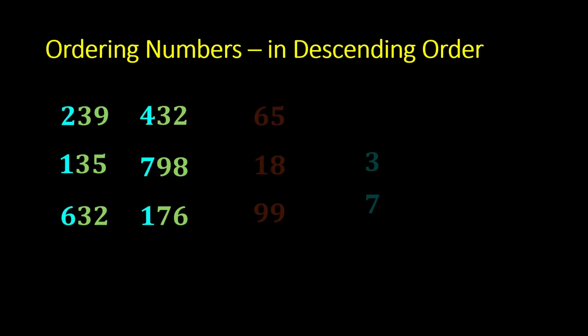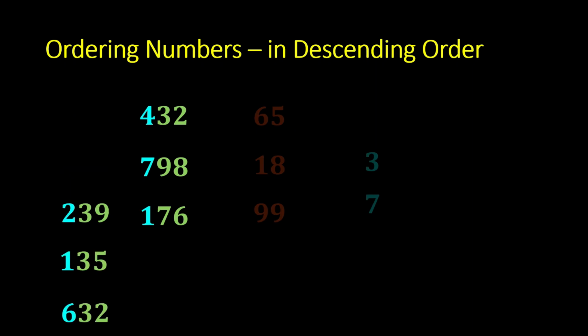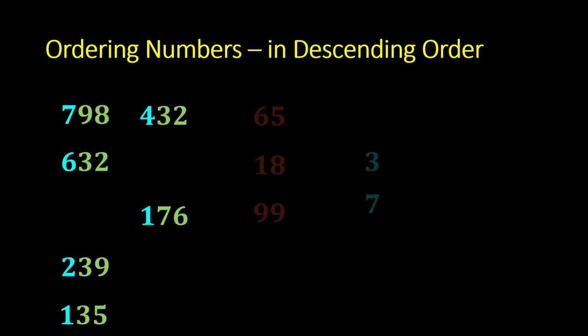Considering the 3-digit numbers first, let's take a look at the leading digits. Notice that the numbers aren't in order of size. We need to put the largest first. So out of all of these, notice that 798 is the largest. So let's make some space. So here we can put 798 first, followed by 632. We need to make some space again, followed by 432, followed by 239.